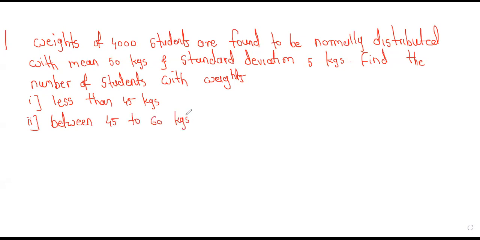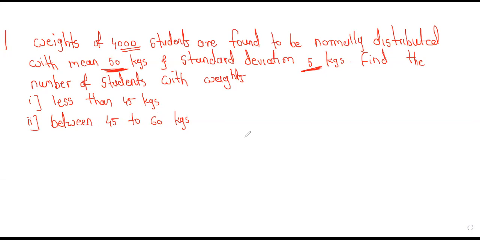Okay, so here weights of 4,000 students is given, and which is normally distributed, and we have given the values of mean, that is mu is 50 and sigma, that is standard deviation, is 5. Okay, and we have to calculate probability of the weights less than 45 kilograms.